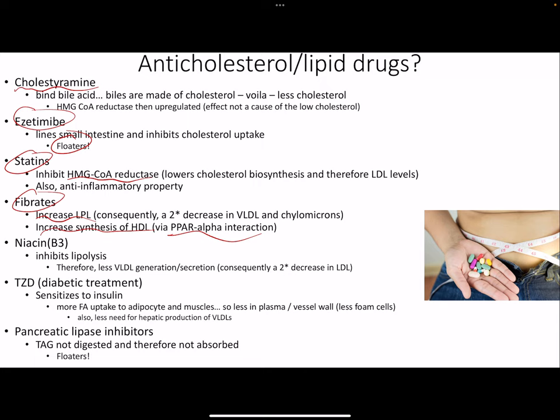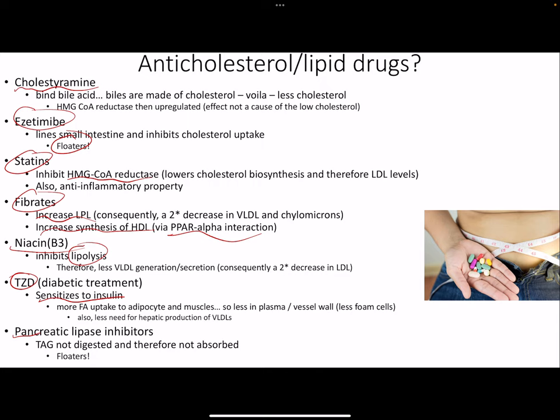And niacin, B3, inhibits lipolysis. Well, that means my fat's going to stay in my adipocyte, right? No fatty acid mobilization, or less. And so that just means I'm going to have less fats in the blood if more of it is stored in the adipocytes. And TZD, this sensitizes you to insulin. And we just saw a second ago that secondary hyperlipidemia is caused by diabetes and insulin issues. So this is kind of the opposite. This is a medication for diabetes. More fatty acid uptake to adipocytes and muscles, less in the blood. Also sensitizing to insulin, I'm going to take up more sugar from the blood, which means that I don't actually need the beta oxidation and the fat delivery for energy, because the glucose is going to work fine.